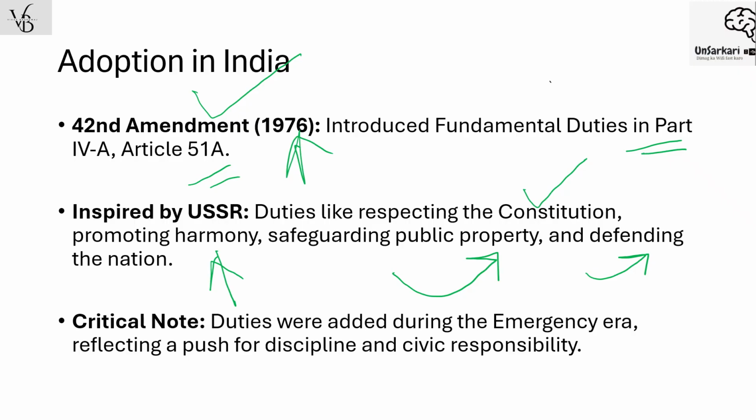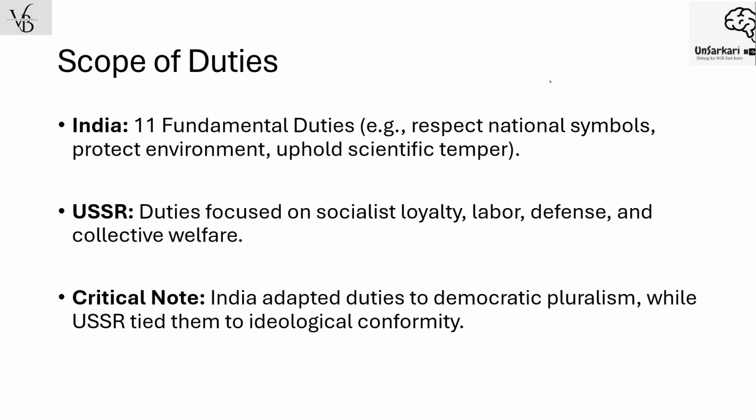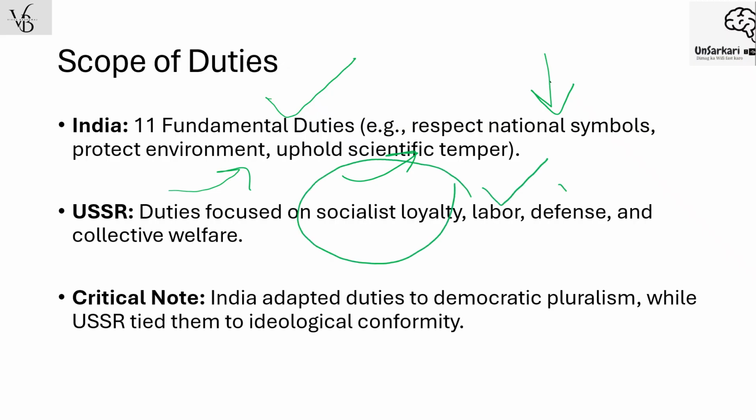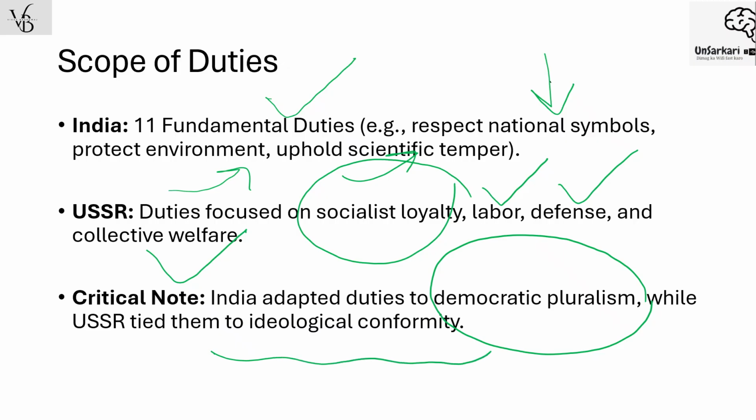Duties in India were added during the Emergency era. That means a push for discipline, a push for civic responsibility. As for the scope, in India there are 11 fundamental duties, like respecting national symbols, protecting the environment, upholding scientific temper, whereas the USSR's duties focused upon socialist loyalty, labor, defense, or you can say military service, and collective welfare. What is critical to understand is that India adopted duties within democratic pluralism. It is again not one-way pushing of citizens, whereas the USSR was trying to tie them to ideological conformity. In India, there is no ideological conformity, there is independence, and the constitution is supreme.